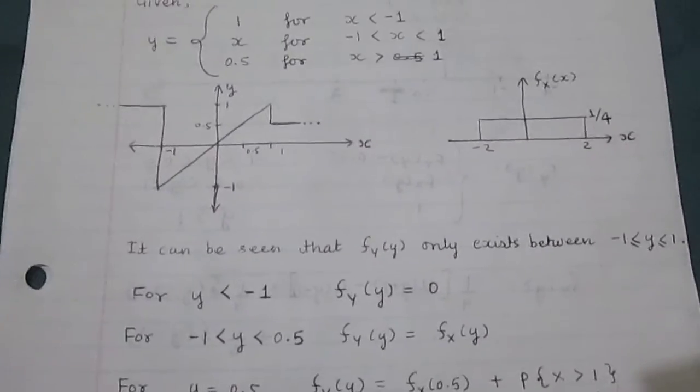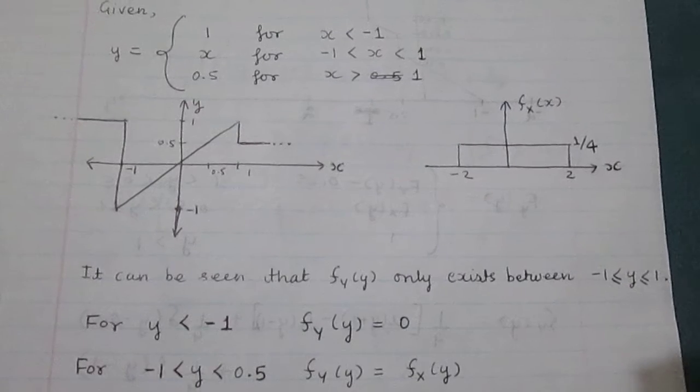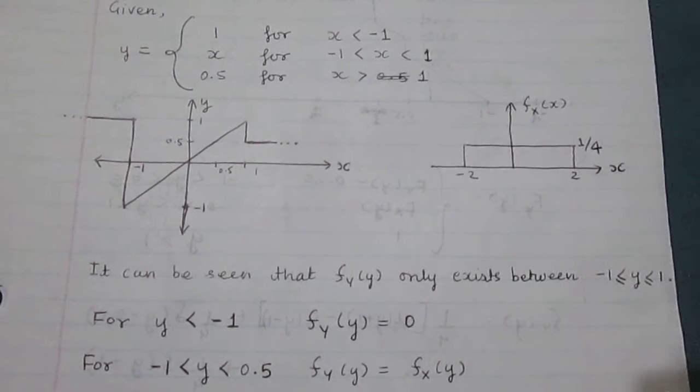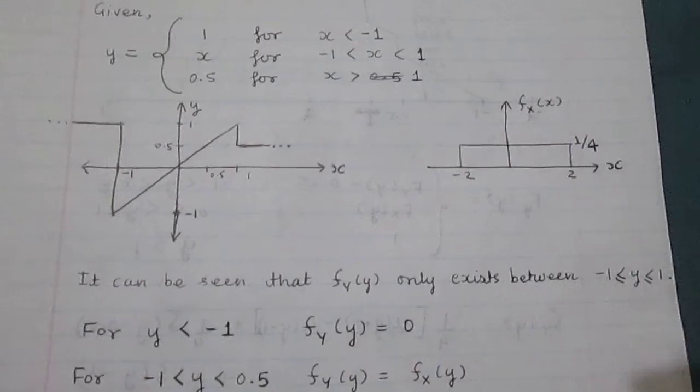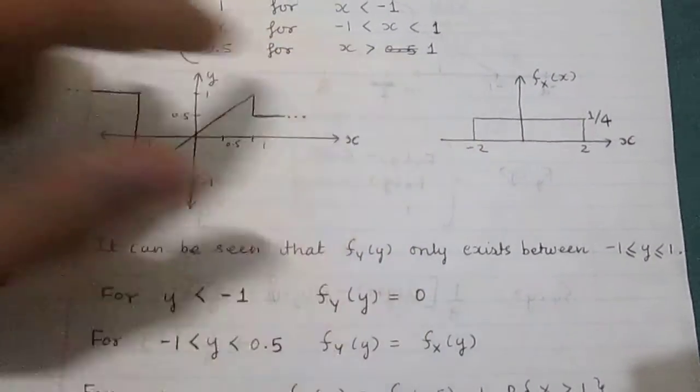So also it has been given that the probability density function of x is constant from -2 to +2. So we can see that since the area is 1, the magnitude has to be 1 by 4.